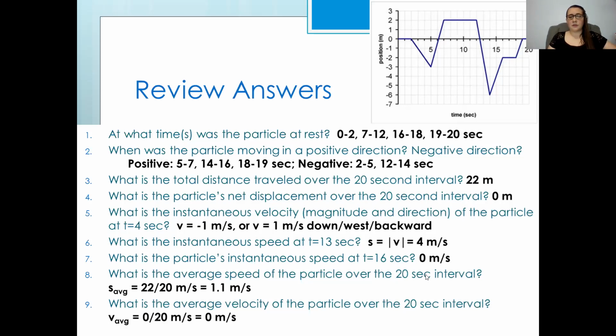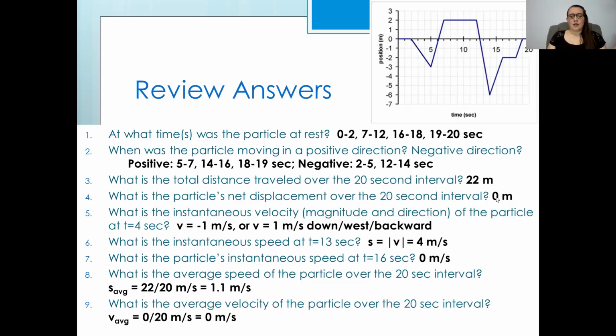But if we think about the average velocity, remember that deals with the displacement divided by the time interval. And our displacement is 0 because we ended up the same place we started. So we have an average velocity of 0 meters per second, even though our average speed was 1.1 meters per second. All right, hopefully you guys were able to answer at least some of those correctly in the time that I gave you.